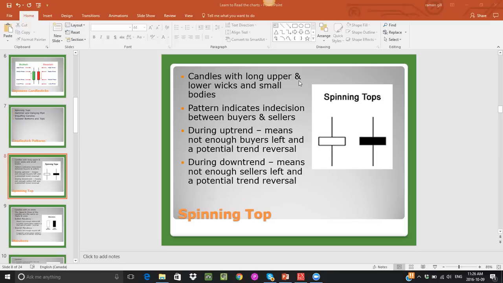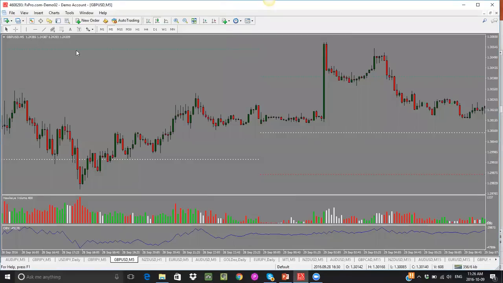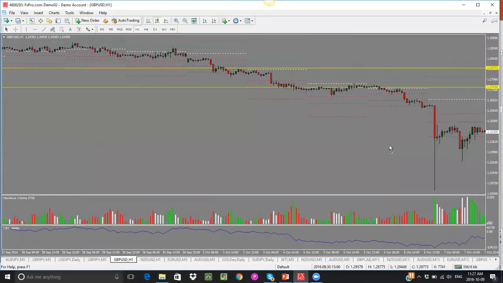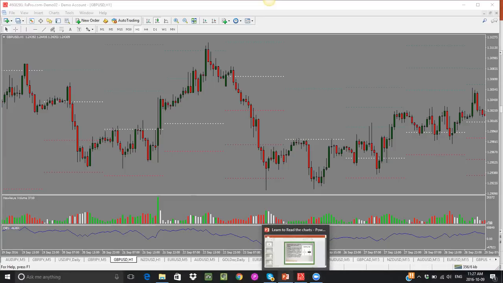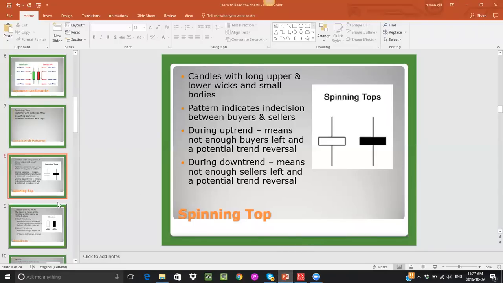Yes, the question is, do spinning tops mean more when they are on higher time frames? That's correct. The higher the time frame of your chart, the better the signal. So if you're looking at, let's say, an hourly chart and you get a spinning top, it will be more meaningful than on a 5-minute chart. So yes, that's true for spinning tops as well. One hour will have a stronger signal than a 5-minute. Okay, so those were the spinning tops.